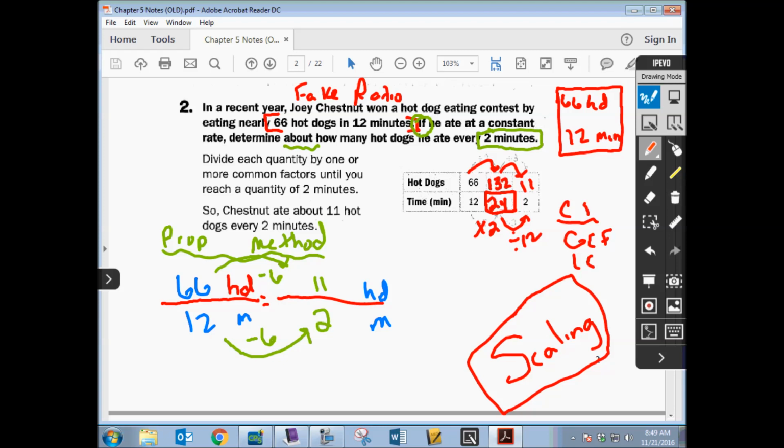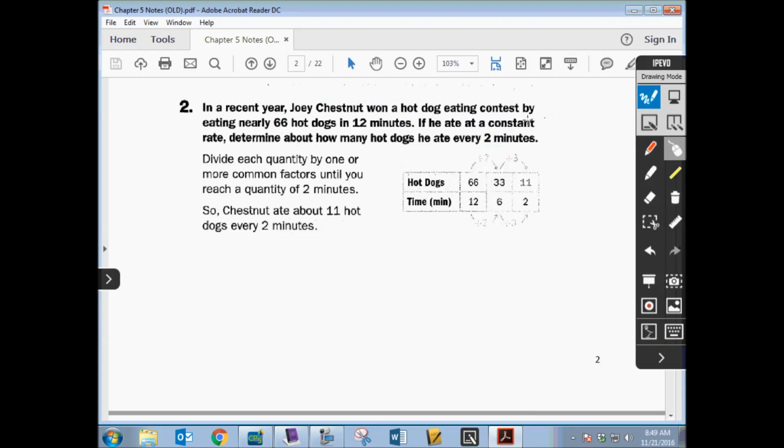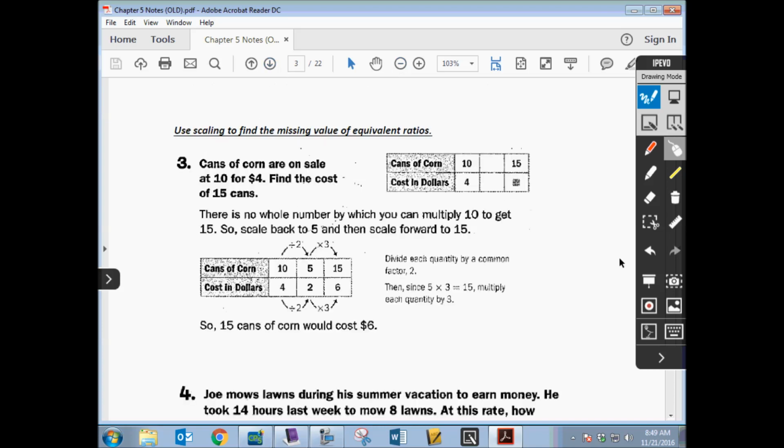Okay? Let's go to the next page. Do you always need to scale? When it's a table, we're going to scale, yes. Okay. All right. Here's the first one here. Cans of corn are on sale for 10 for $4. What is that, everybody? Fake ratio.